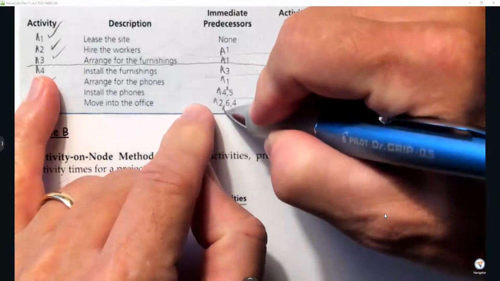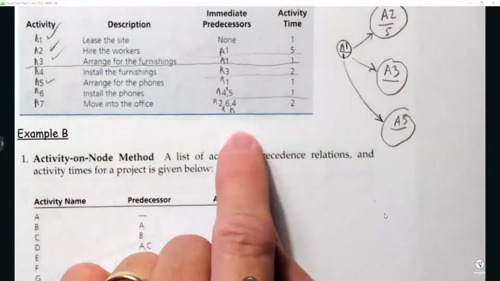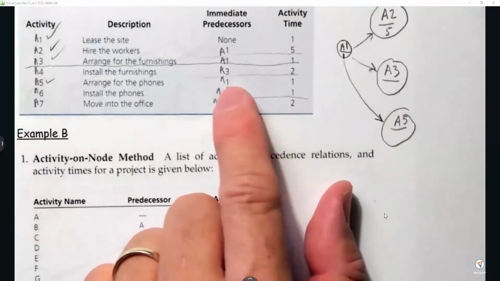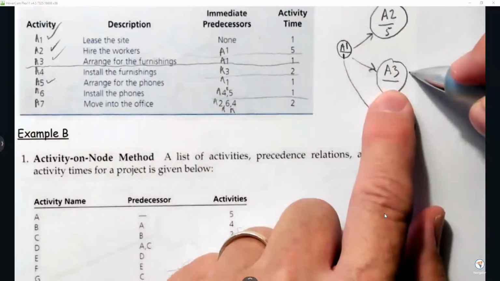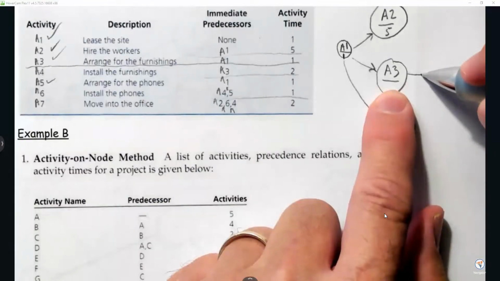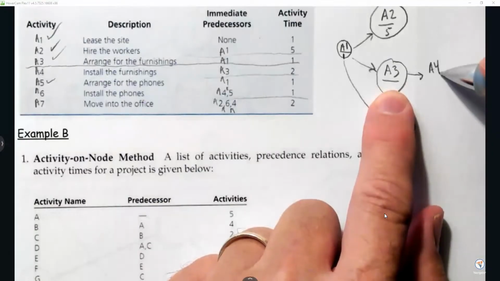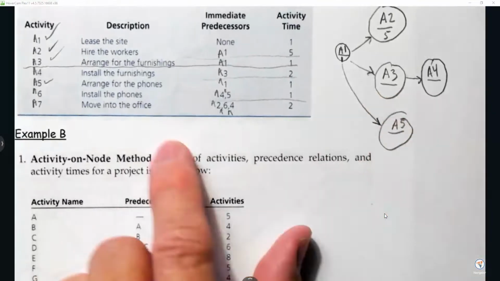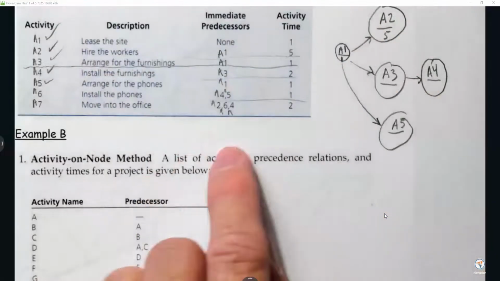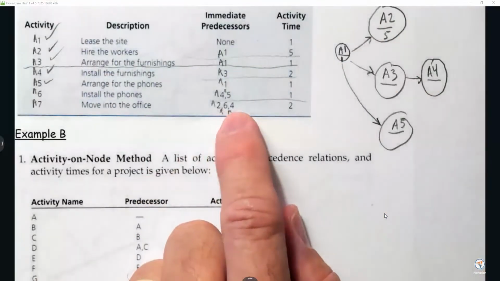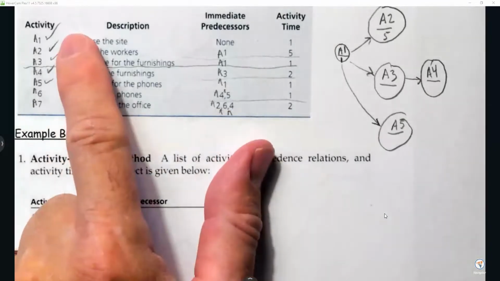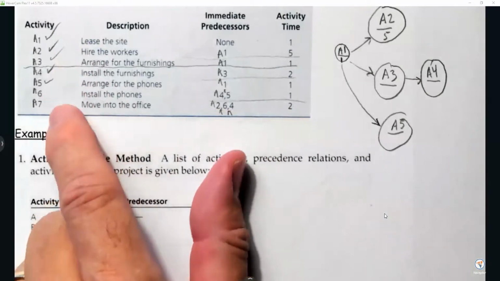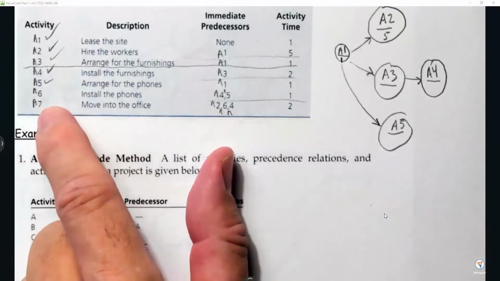And I can put these on here. If I could stick a little A's up in there, maybe make it a little easier for you. So I do know that A4 comes directly from A3. So here is A3, and I'm going to put A4 right here. So now I got A4. Now things are looking up for me. I have A1, A2, A3, A4, A5. I don't have A6, and I don't have A7.